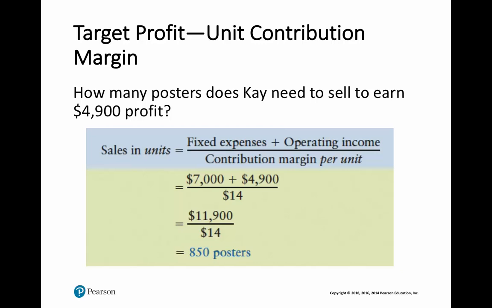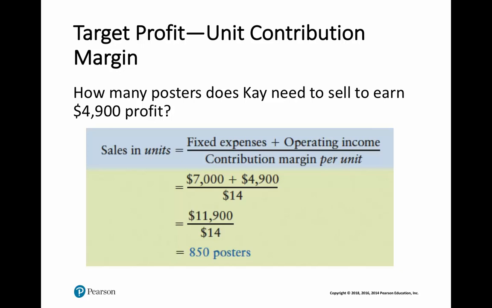Next, we're going to have two formulas, and you'll see they're the exact same formulas we just had for our break-even, but this time we're going to earn a target profit. So in this case, we're going to say how many posters does K need to sell in order to earn a profit of $4,900. So again, our numerator is going to be the exact same: fixed expenses plus our operating income. Just for these types of problems, when we're not just trying to figure out the break-even, i.e. our operating income of 0, we're going to include our target profit, so $4,900.